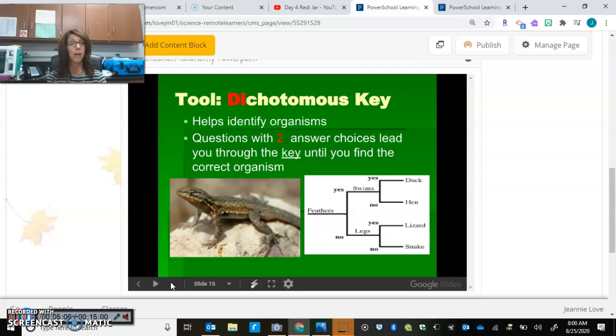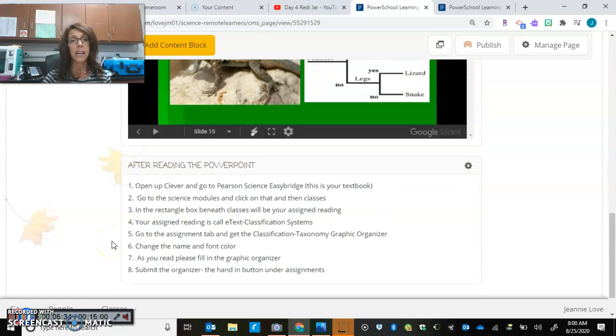Soon in the future, we are going to be using a dichotomous key. Di means two. If you roll a set of dice, you're rolling two dice. It helps identify organisms. Questions with answer choices lead you through the key until you find the correct answer. Okay, that's kind of an overview. If you want to go through the PowerPoint, it is there later.